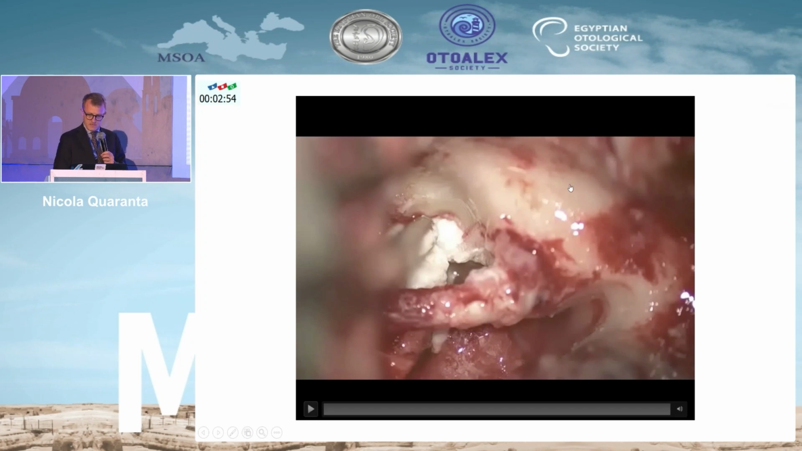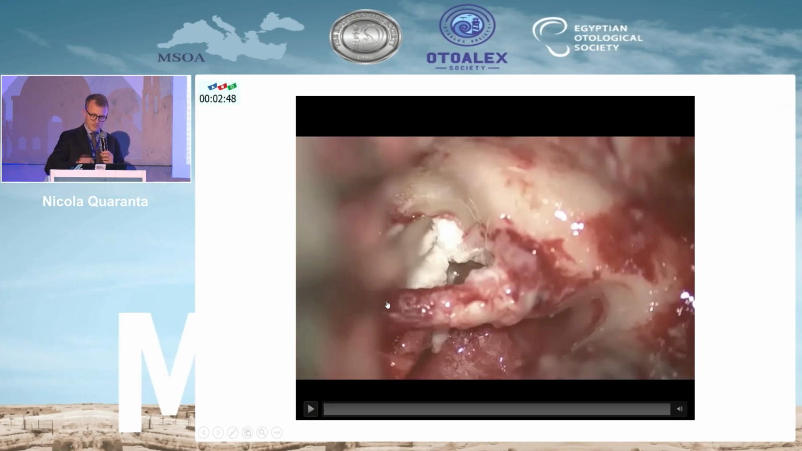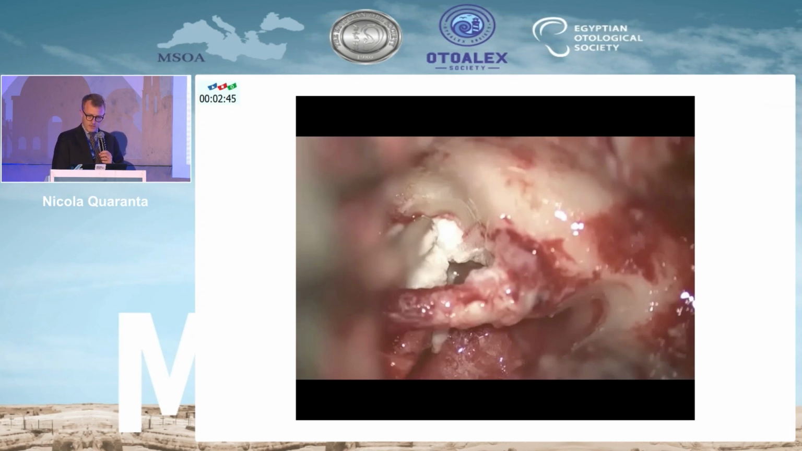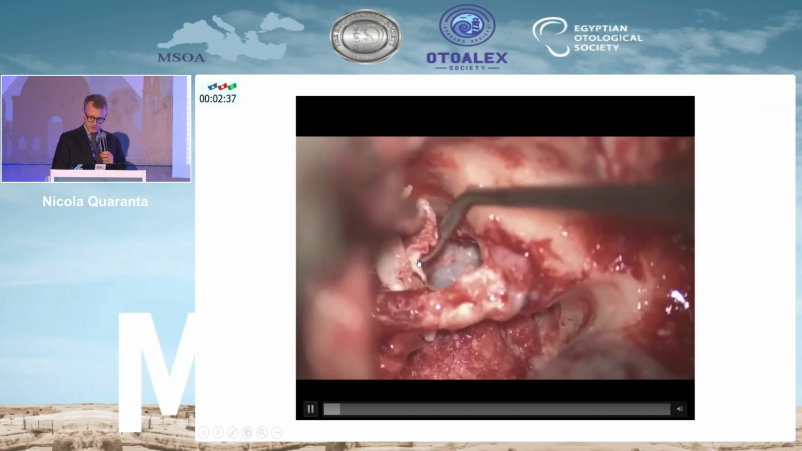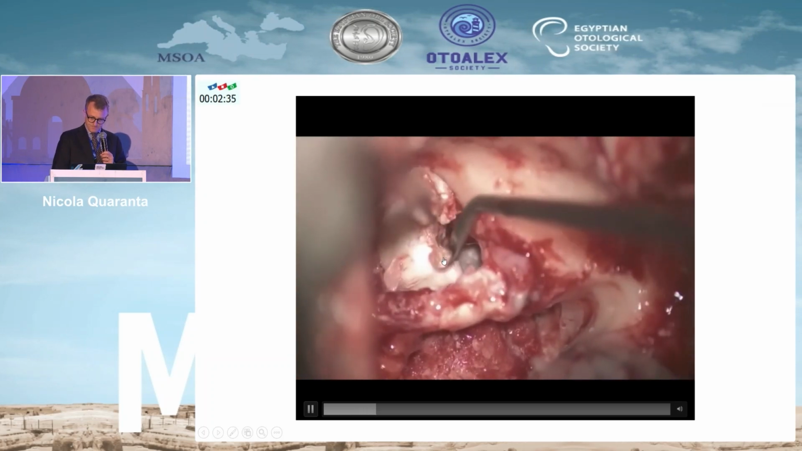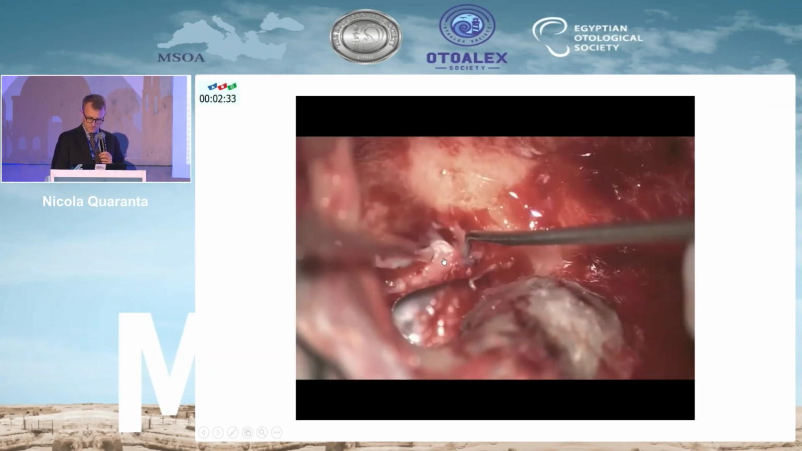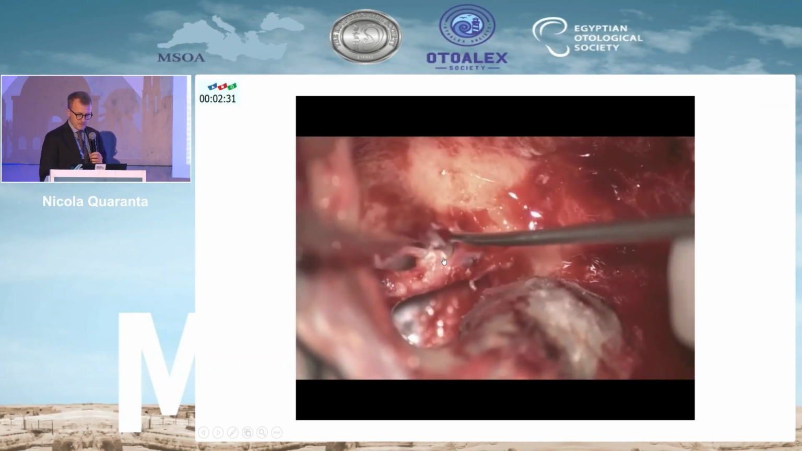This is the left side. This is the third portion of the facial nerve that was completely involved, 360 degrees, by the cholesteatoma, with an infralabyrinthine apical extension that I will show you. And this is the jugular bulb. Okay. This is the infiltration of the seventh cranial nerve.